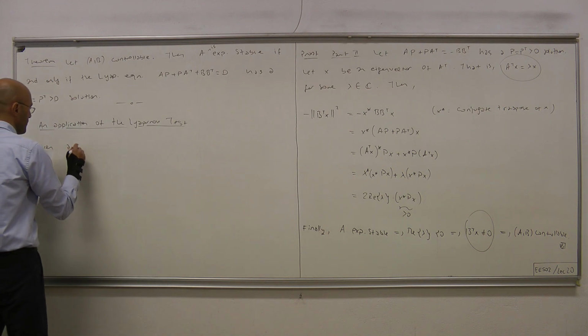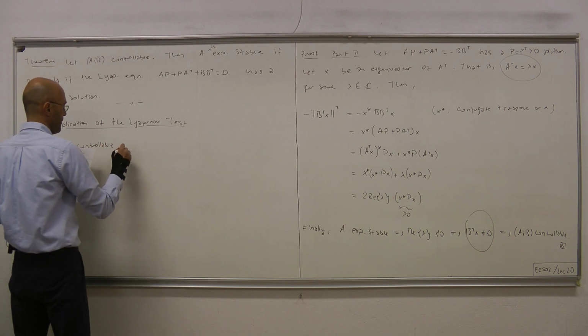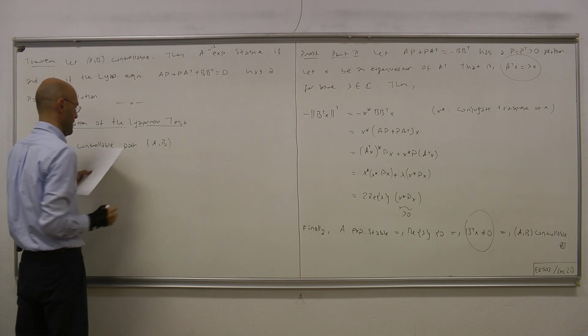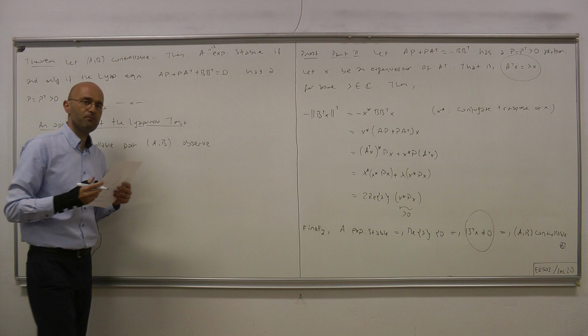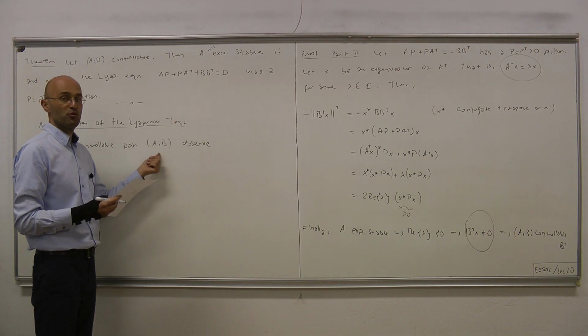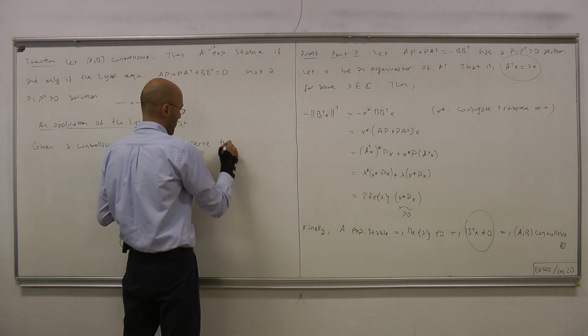Given a controllable pair (A, B), before we apply the Lyapunov test, let's make the following observations.